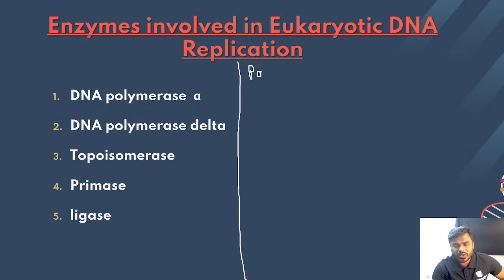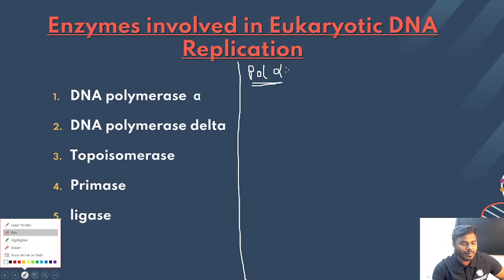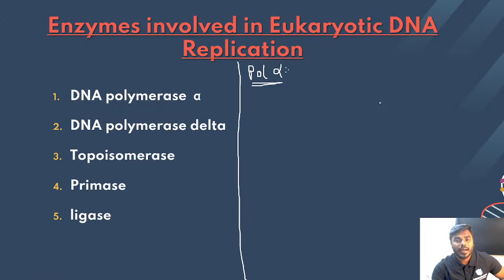So let's start with the first DNA polymerase enzyme in eukaryotes, polymerase alpha. I will be explaining one by one. Just listen to me peacefully. Polymerase alpha is the enzyme which is always initiated with association.